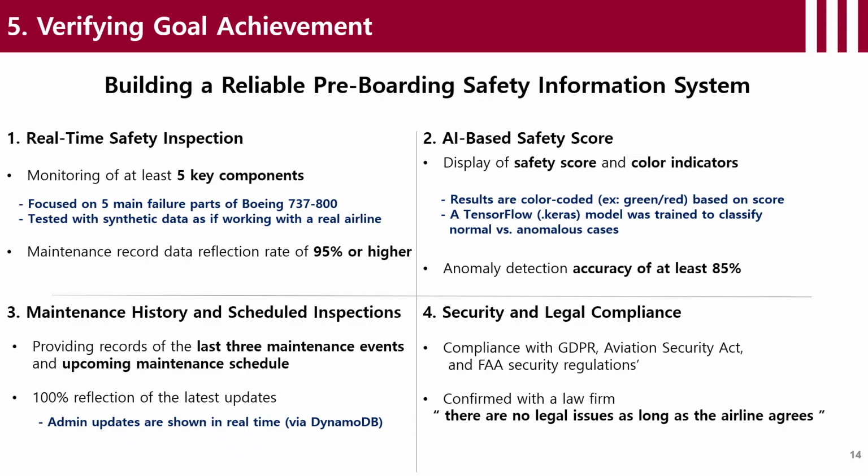Our AI model was built with TensorFlow Keras to detect anomalies and shows the safety score with color indicators, like green for safe and red for risk. The model accuracy is about 85% or higher. We provide up-to-date maintenance histories and scheduled inspections. Any new data entered by the admin is saved instantly and can be viewed right away in the app.